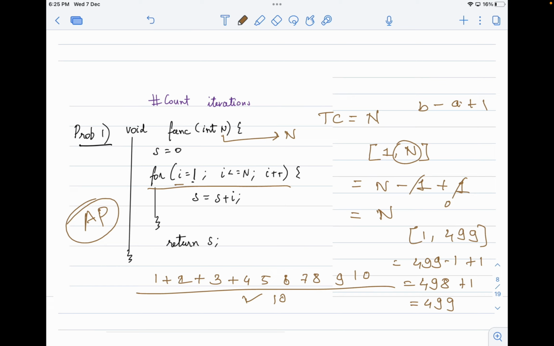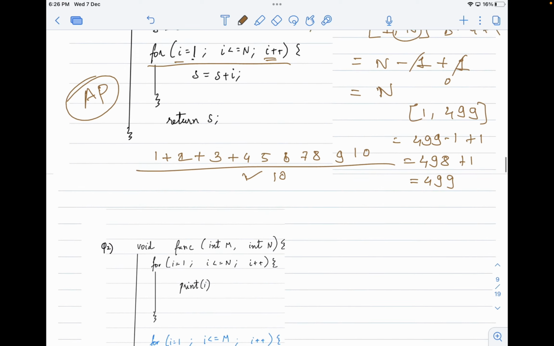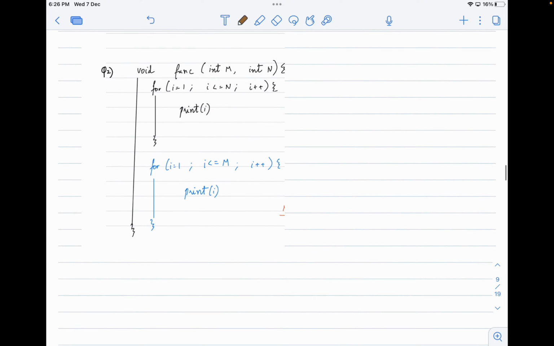This is following an AP, because one iteration is happening after another. i is incrementing by 1, so there is a common difference of 1, and that's why. Or simply you can say 1 to n iterations are going, so you can just follow b minus a plus 1. It will also give the answer. So for this function, if i is incrementing by 1 and going till n, iterations will always be n. Now don't say that big O is n; let's talk about big O later on. Let's talk about the second example.